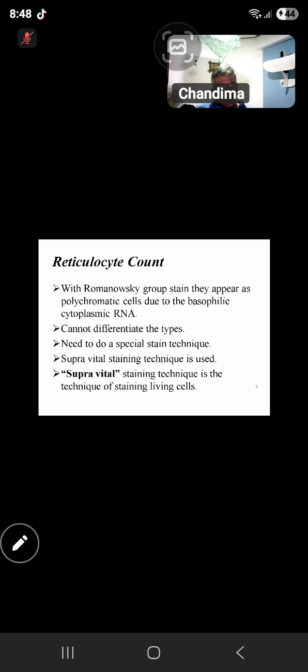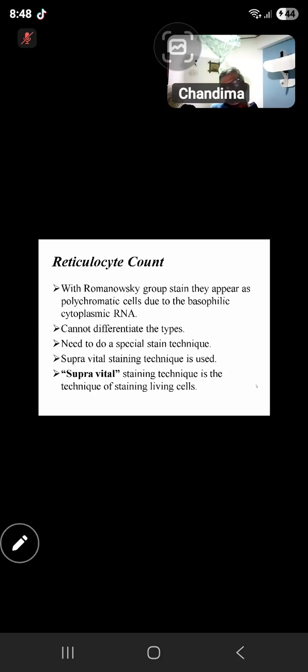But to differentiate that, we have to do a special stain known as supravital stain. The meaning of supravital stain is that we are going to stain the living cells. We are going to stain the living cells using the supravital stain. There are a lot of supravital stains that can be used.